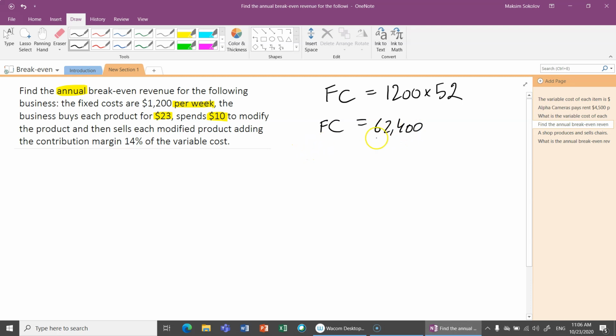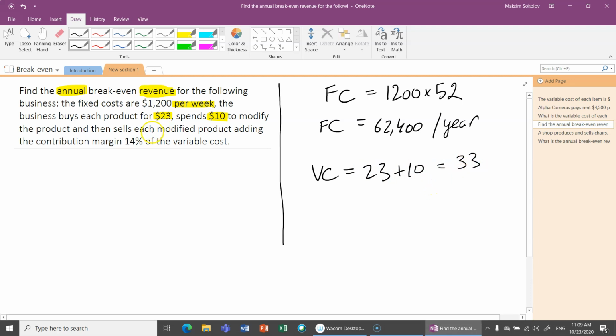62,400 for the fixed costs, and that's per year. What about variable costs? So the business buys each product for $23 and spends $10 to modify the product, which means that variable cost will be 23 plus 10, which is $33. Then we read that the contribution margin is 14% of the variable cost.